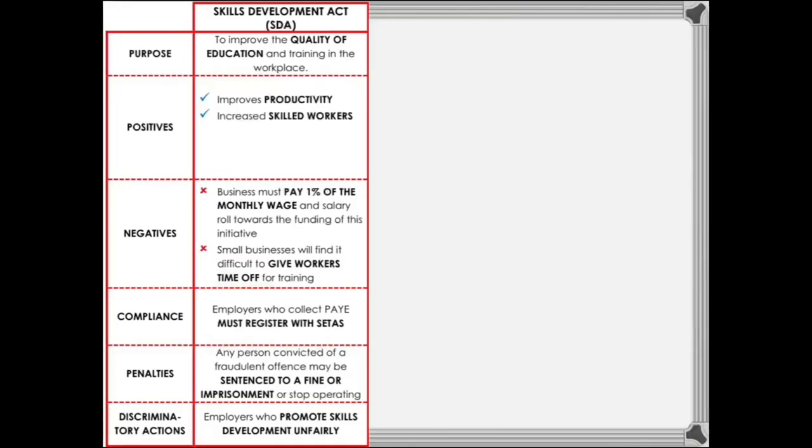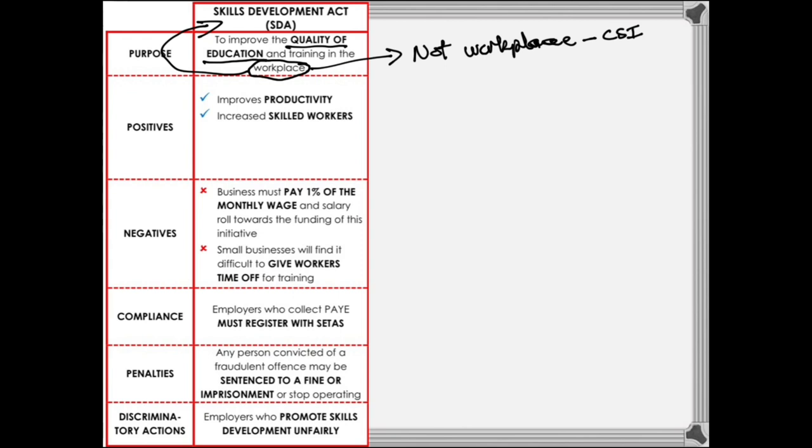So when you move on and we start looking at each one of the individual acts, skills development focuses on the quality of the education. But the reason why it is a piece of legislation and it was implemented in businesses, in places of work, is because it focuses on the quality of education, but specifically in the workplace. Remember that. You must remember that. If it's not in the workplace, then you need to know that it is definitely not part of skills development. So that means you focus on your corporate social investment. But in the workplace, it focuses on skills development.